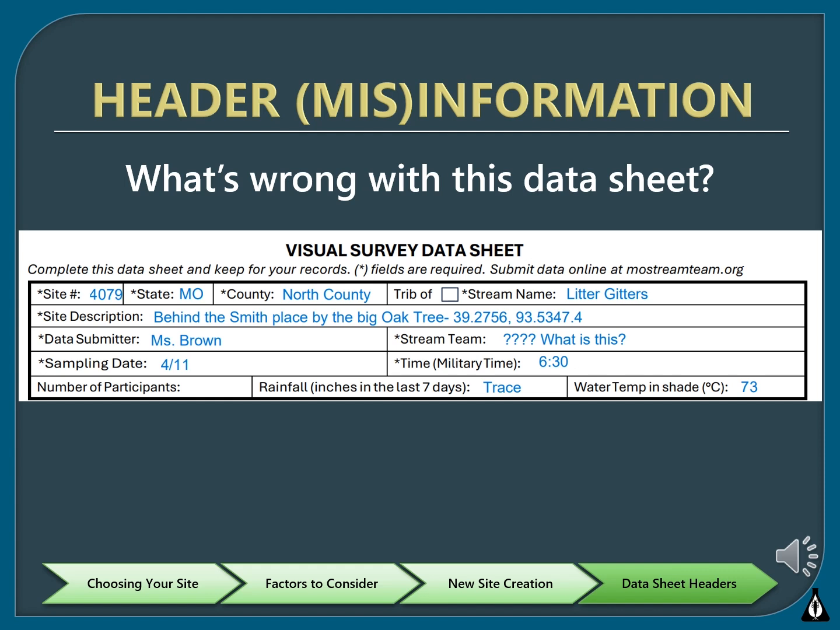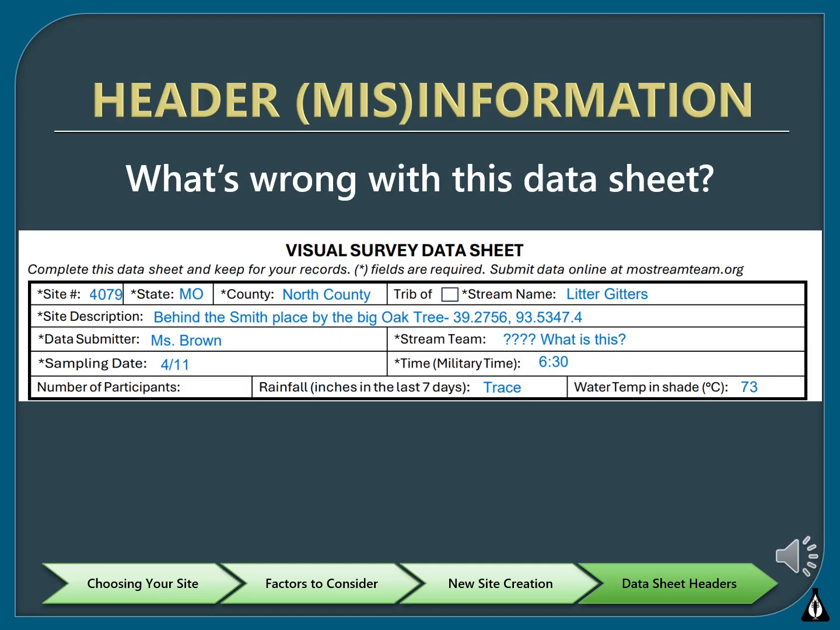For the site description, GPS coordinates cannot be used as a location description. This misplace and an oak tree cannot be located by using a map either. For the trained data submitter, this information was likely filled out by a student, as the trained data submitter, Miss Brown, needs to be the one filling out the data sheet, and her first and last name should be used. For the stream team number, if you forget your number, it's listed on your stream team ID card, or you can contact stream team staff.